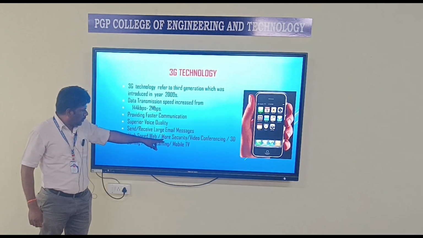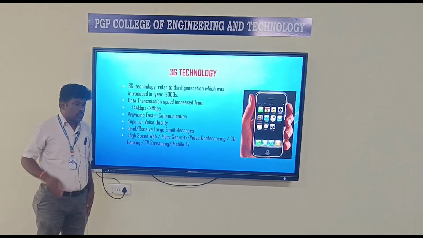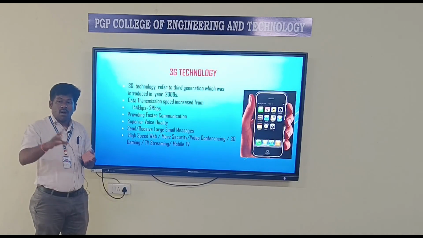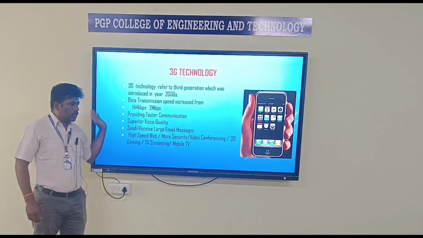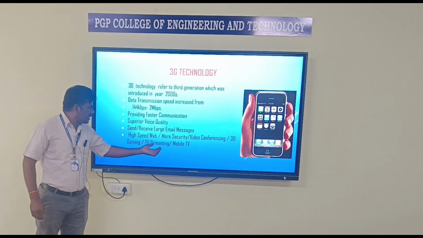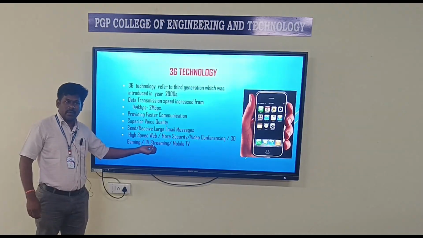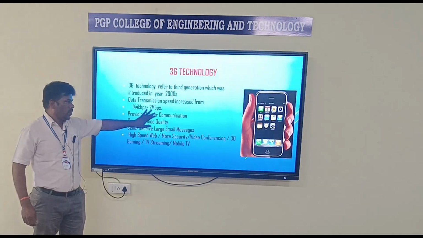So high speed web, more security, and video conferencing. At that time they introduced conferencing calls, video conferencing calls, which is additional compared to 2G. Then gaming, TV streaming, live streaming, and mobile live streaming were introduced only in 3G.